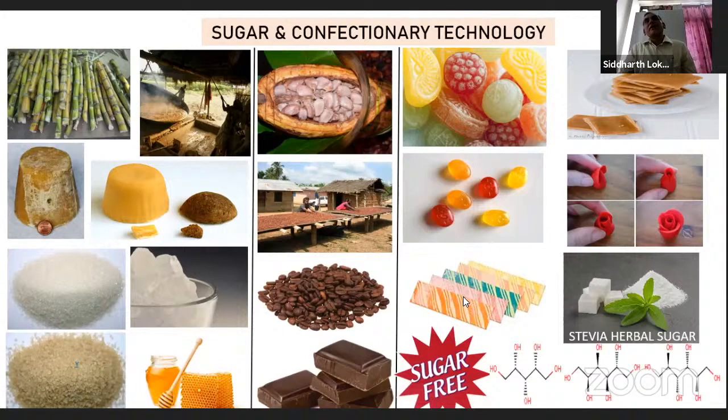Then another product highlighted here, hard-boiled candies. You can see since our childhood, how many varieties of hard-boiled confections we are consuming in a very extensive manner. Another part is sugar-free, where you can see xylitol, sorbitol, menthol, and stevia, the low-calorie sweeteners, which are another opportunity in this segment. So about sugar and confectionery, there is a very vast scope in this subject whenever you are pursuing it.